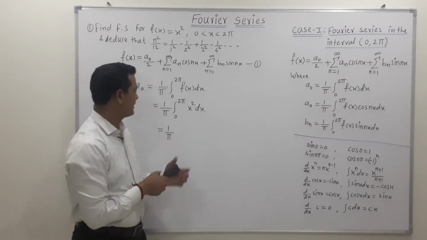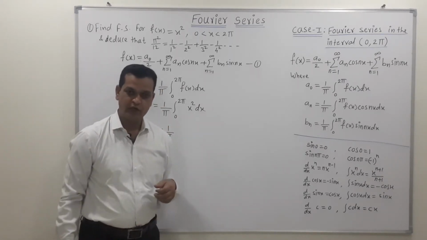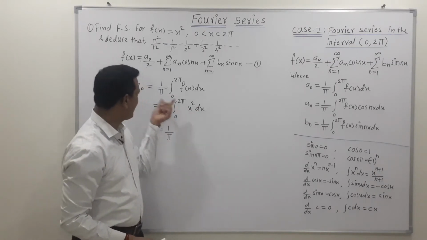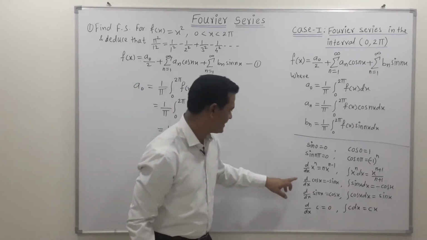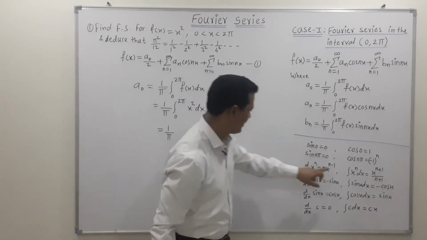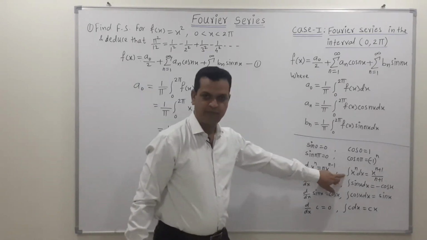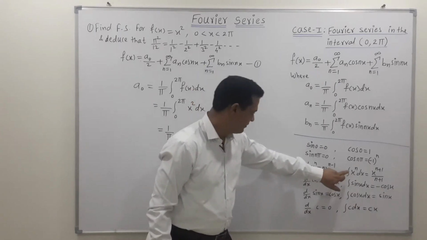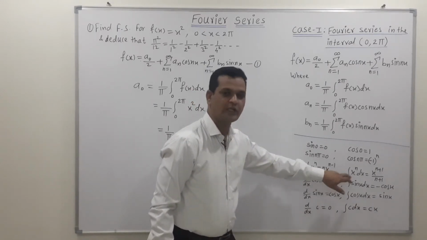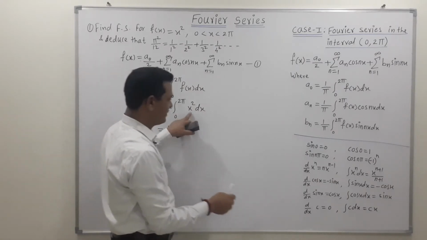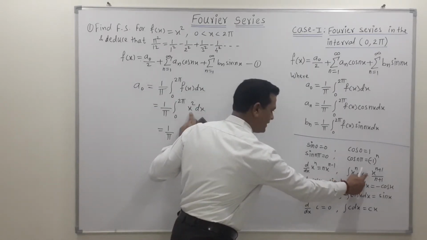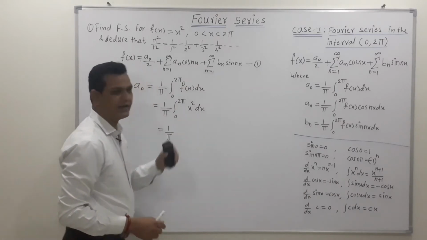For finding the value of a naught, generally this result is applicable. Most of the cases you will be able to apply this result, so that we can easily get the value of a naught. Now this is of the type integration of x raised to n dx, where the value of n is 2.